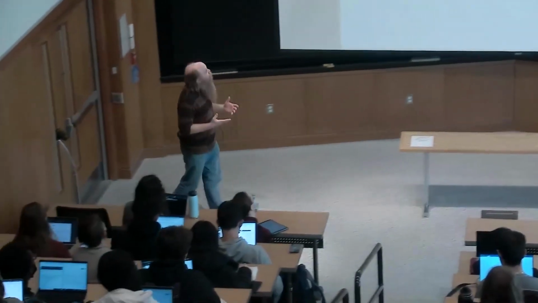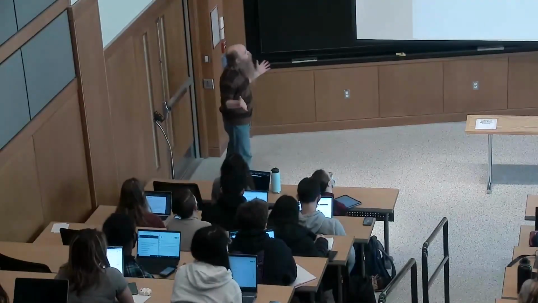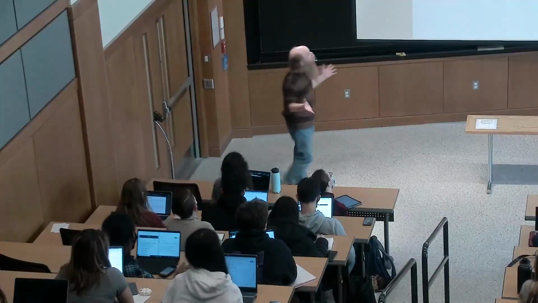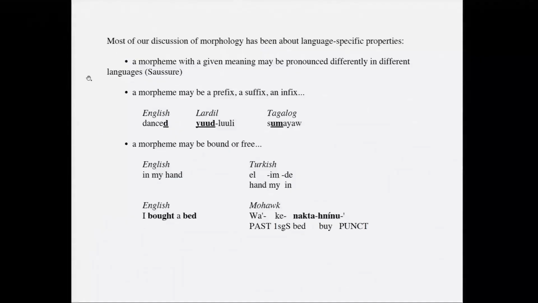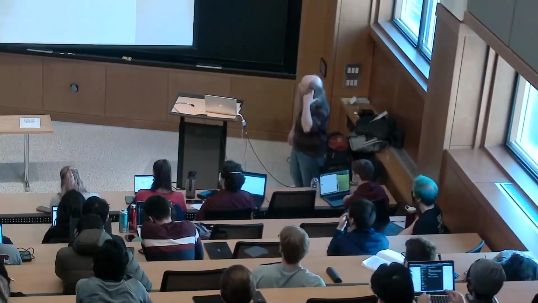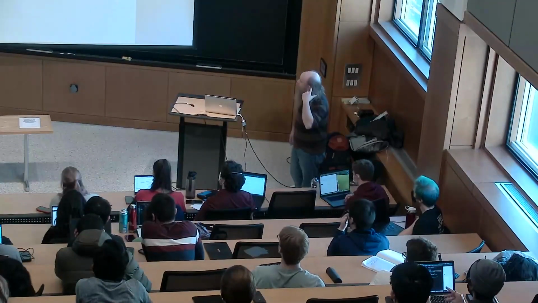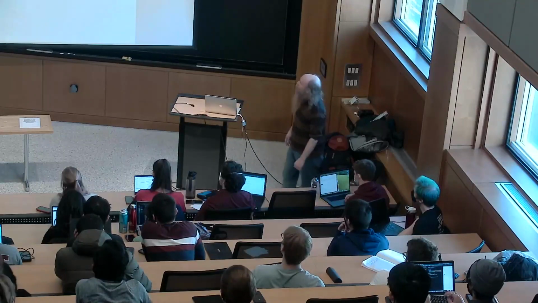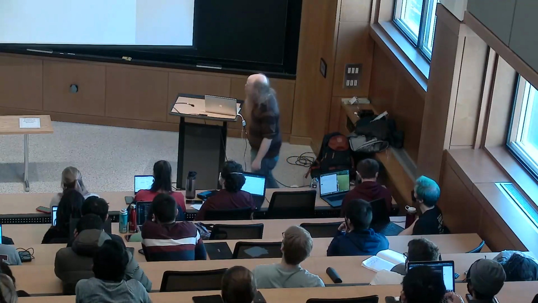Morphemes can be various types. They can be prefixes or suffixes or infixes or other things. So here are three verbs in English, Lardel, and Tagalog that all mean danced. They all consist of a verb along with another morpheme that indicates past tense. That morpheme is a suffix in English, but it's a prefix in Lardel and it's an infix in Tagalog.